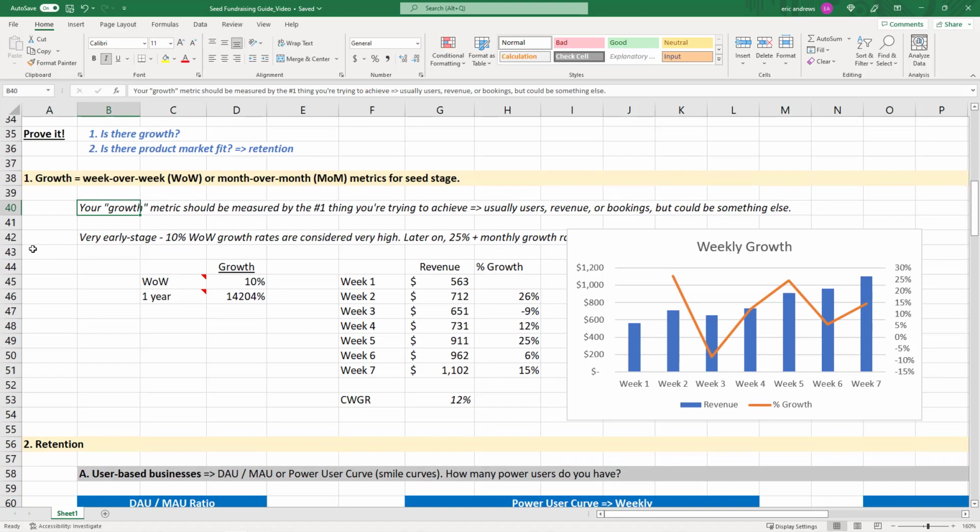So first things first, your growth metric should be measured by the number one thing your business is trying to achieve. So that's usually users, revenue, or bookings. Could be something else, but probably not.